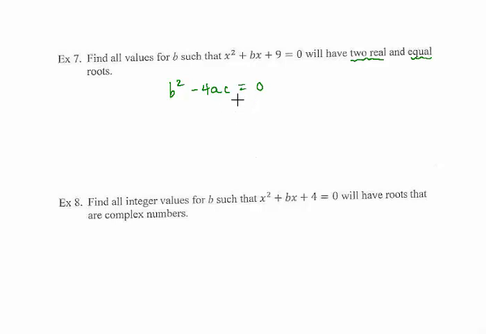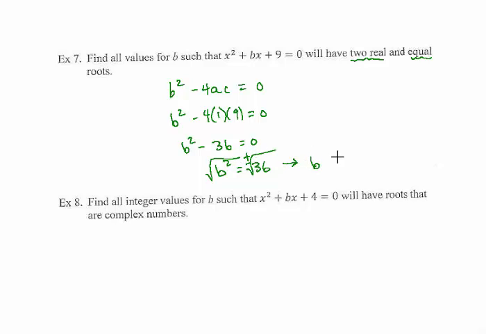So we set this equal to 0. We get b squared minus 4, and the 4ac ends up being the same thing we got initially, 36, except this time we have an equal sign. So we have b squared equals 36, and now if we take the square root of both sides, we end up with plus or minus, which tells us that b has to be equal to a plus or minus 6.